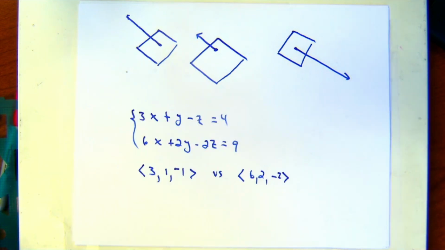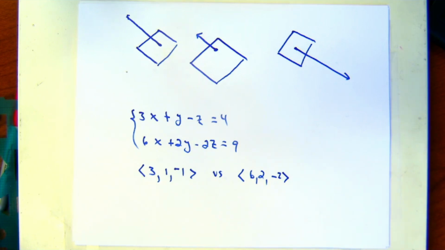So for example, think of 3x plus y minus z equals 4. That's some plane. Also, 6x plus 2y minus 2z equals 9 is a plane. If I look at the right angle vector for the first one as compared to the second one, obviously the second one is 2 times the first one. This means the right angle directions for the two planes are the same directions.